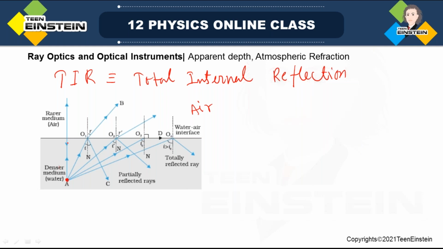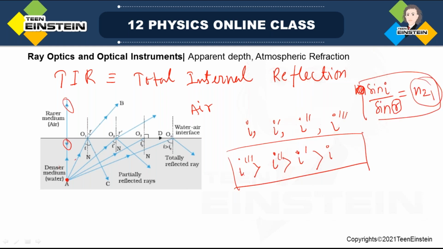As you increase the angle of incidence, since you are going from a denser medium to a rarer medium, the ray is actually going away from the normal. But still, if you increase the angle of incidence, the angle of refraction will also be increasing.